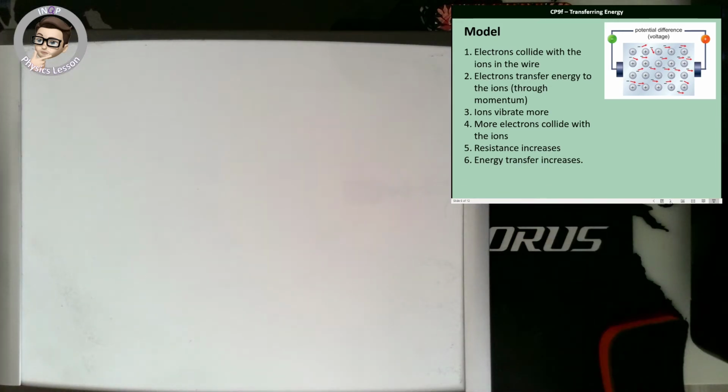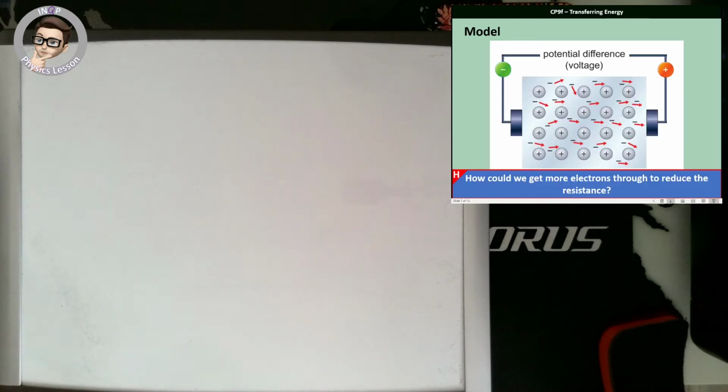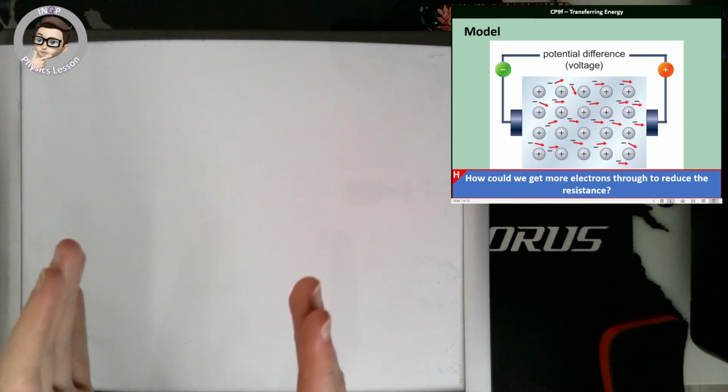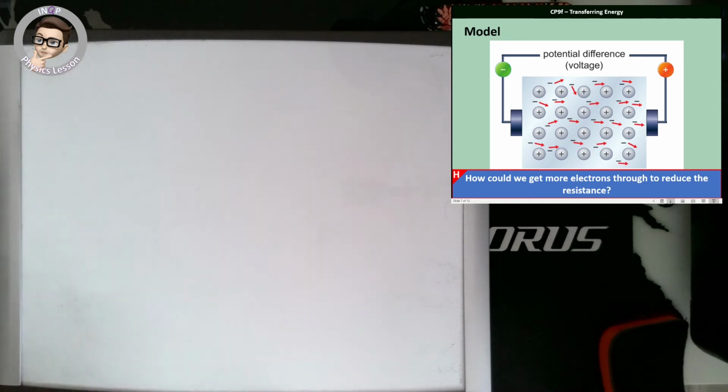So let's consider now how we could increase the current flow through our material and how we could reduce the resistance. And this is a higher question or higher concept that you need to consider if you're going to be doing the higher paper. So pause the video here and see if you can come up with some ideas as to how we can get more electrons through that wire.